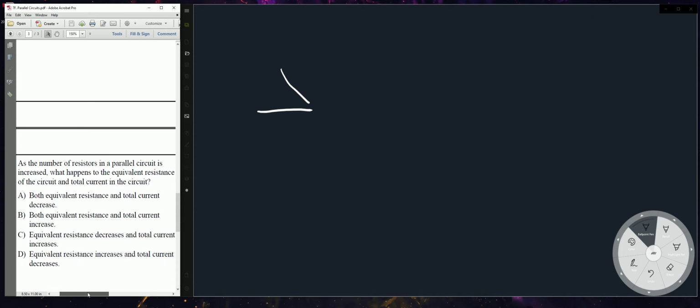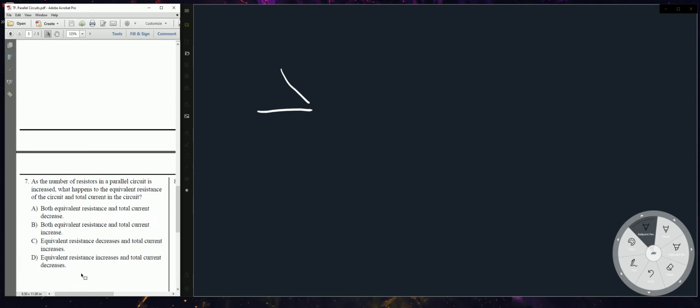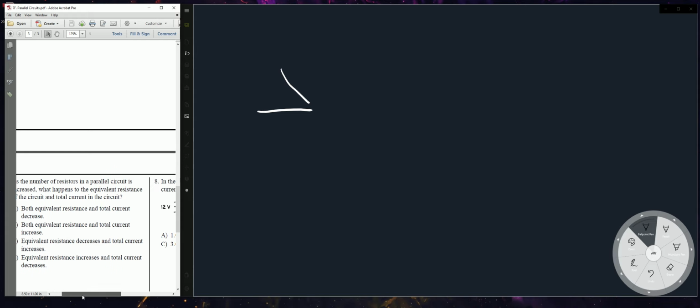Number 7, as the number increases, what happens to equivalent resistance? I talked about this conceptually, right? What happens to your equivalent resistance? I talked about this conceptually. If you've been paying attention, if you listened, instead of just rushing to the answers, switching to the end of the video to only look at the answers, then you should be able to figure number 7 out.